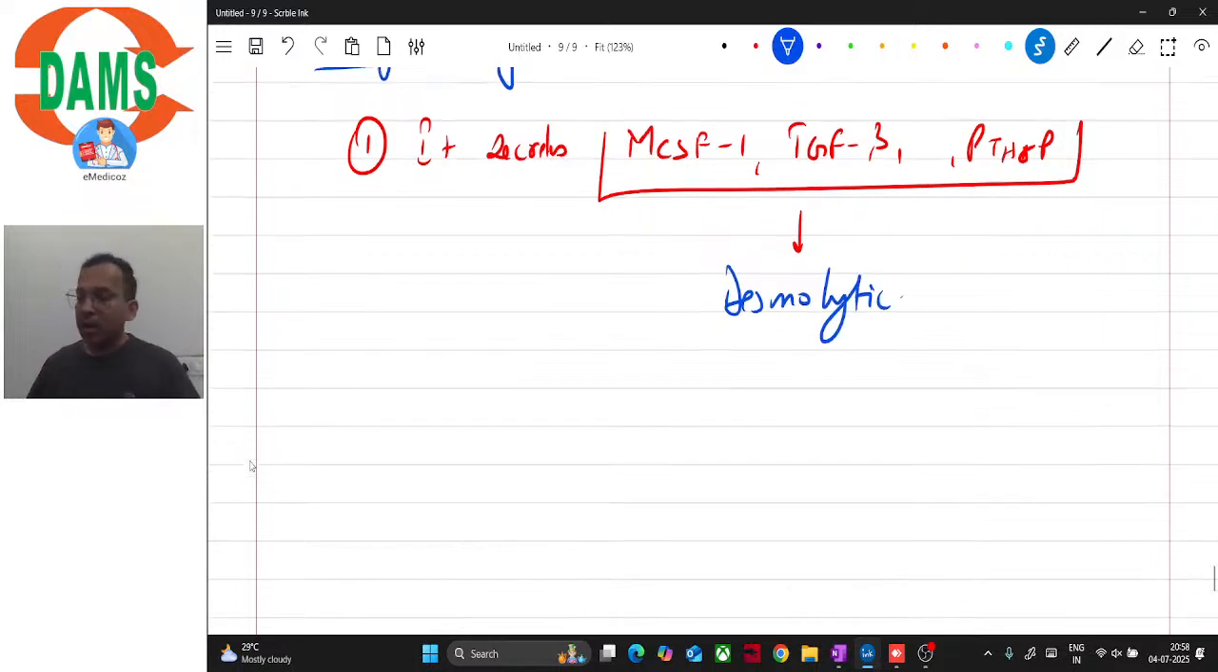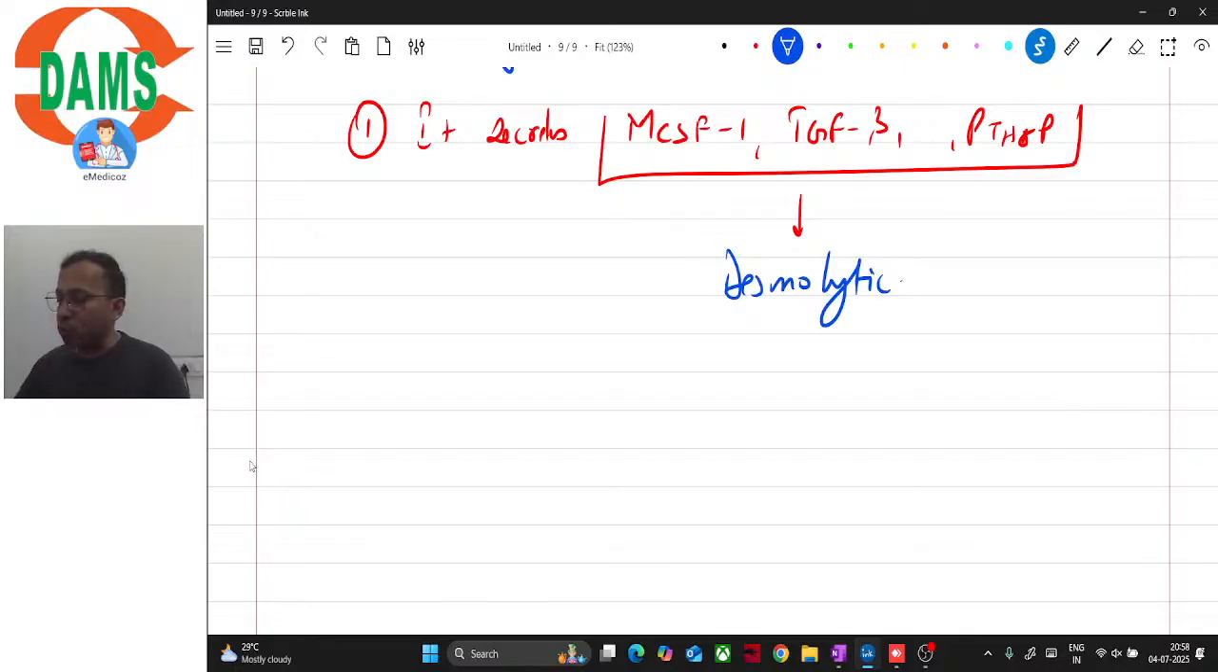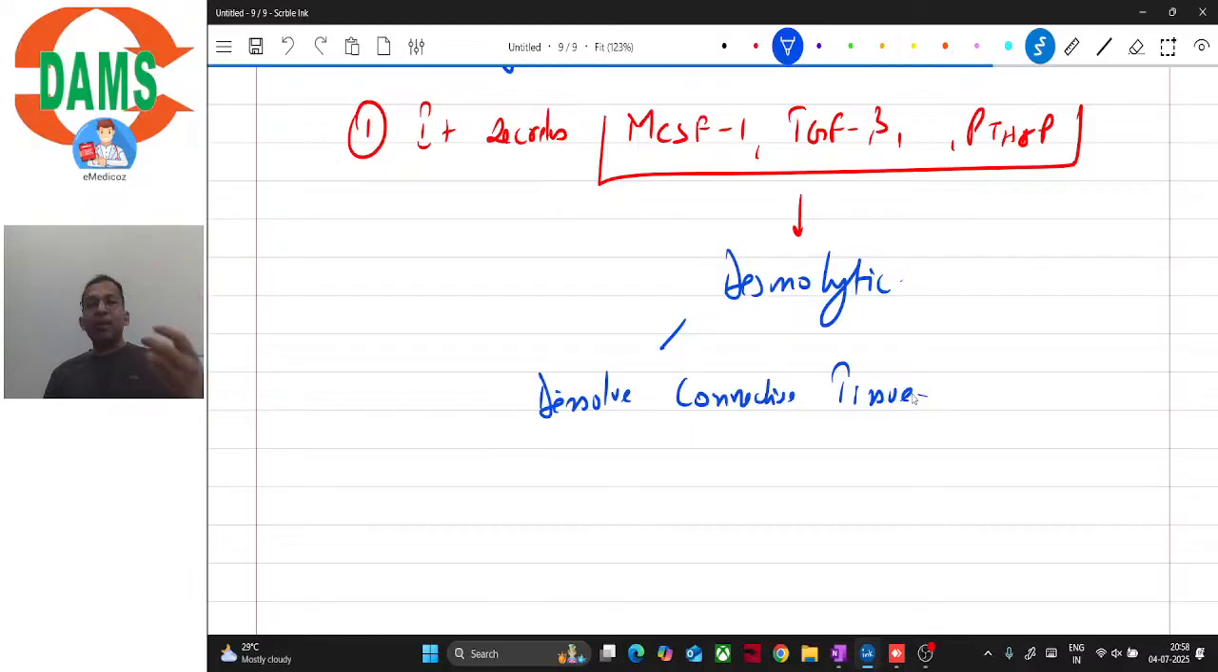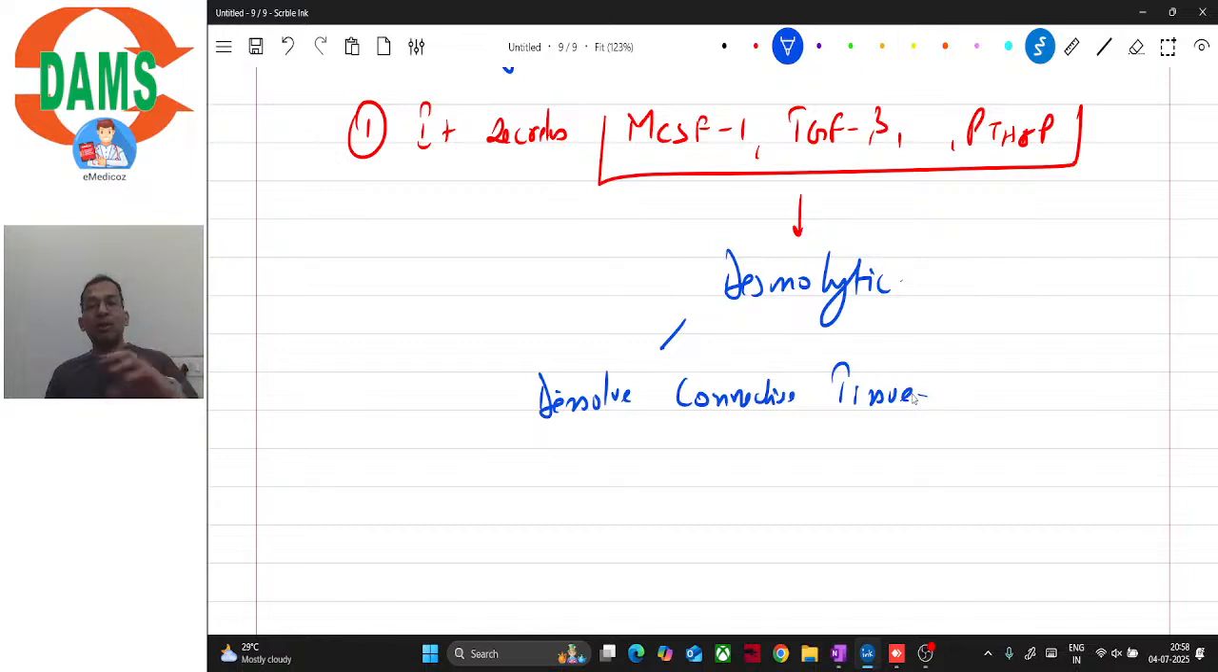That is, they will dissolve the connective tissue. Desmolysis, what it means is they dissolve connective tissue. Now go back to the amylogenesis. When we discussed amylogenesis, I told you that there is a desmolytic stage in the life cycle of amylogenesis, isn't it? And in this stage, what happens is the dental follicle or the reduced enamel epithelium surrounding the completely formed crown, it secretes these three factors.